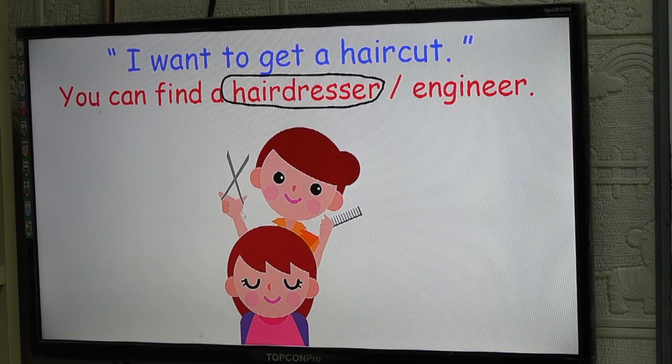You can find a hairdresser. You can tell this girl to find a hairdresser, right? Because she wants to get a haircut.